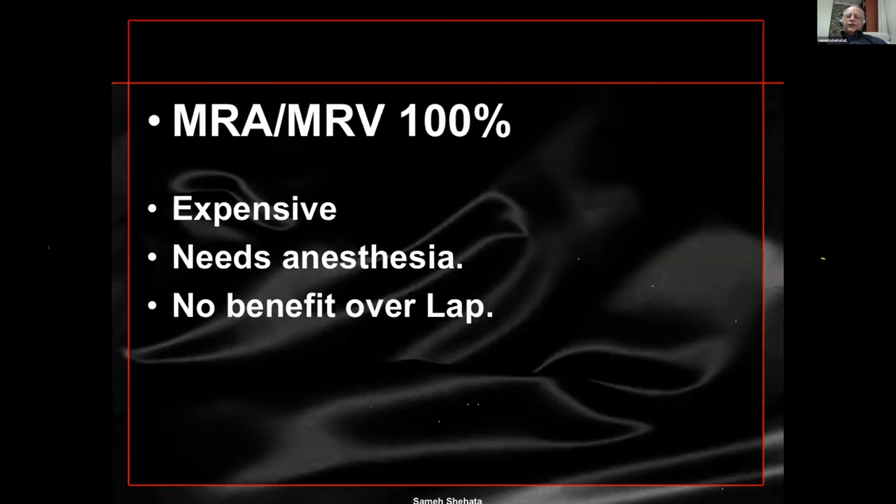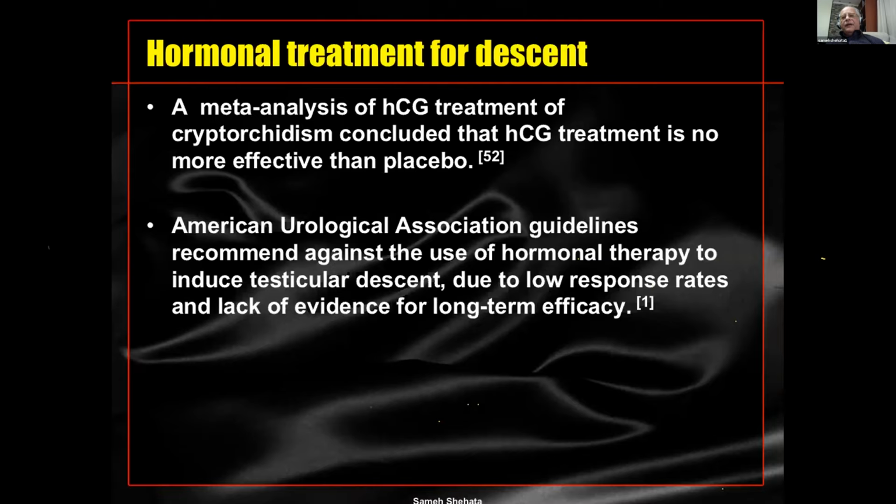Now we come to the highly controversial issue of hormonal treatment for descent, to induce descent. A meta-analysis of HCG treatment of cryptorchidism concluded that the treatment is not very effective more than the placebo. The American Urological Association guidelines recommended against the use of hormonal therapy to induce testicular descent due to the low response rate and lack of evidence of long-term efficacy.